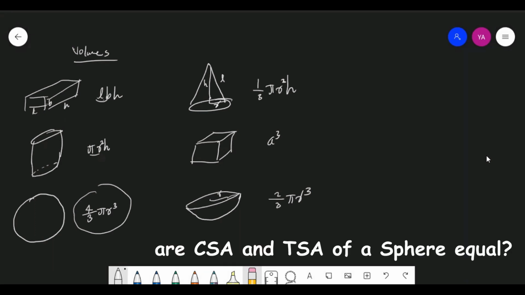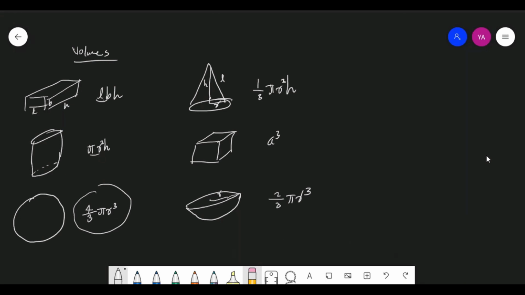Yes, we write they are the same. Actually, that is a curved surface. We can say curved surface area, no mistake there, because the face is curved. Because there is only one area, we simply say surface area or total surface area. So I think the formulas are clear.